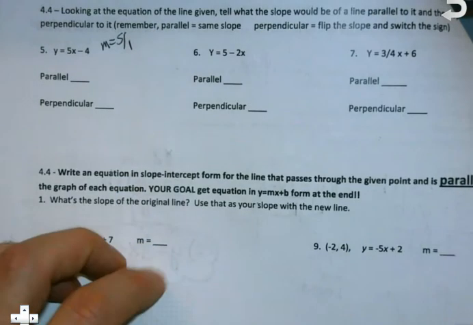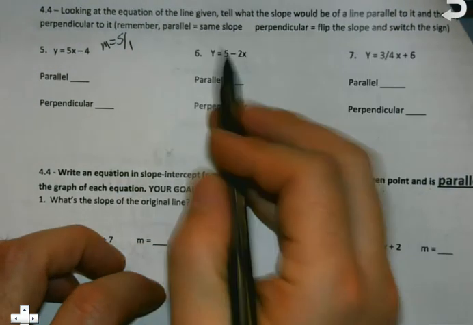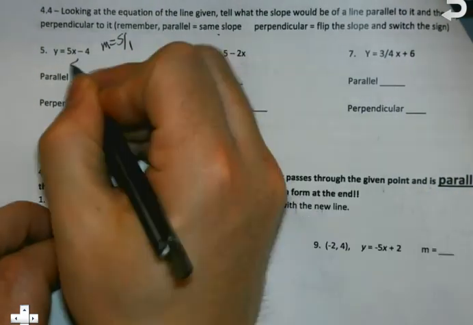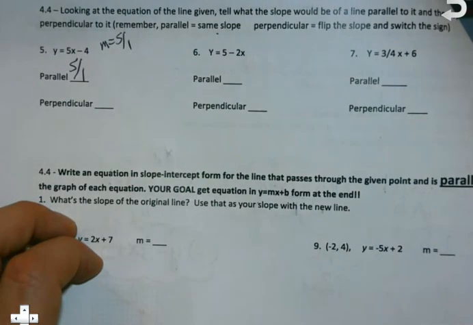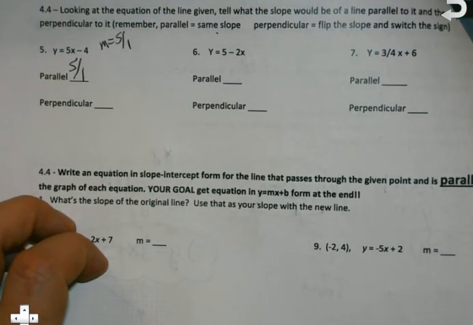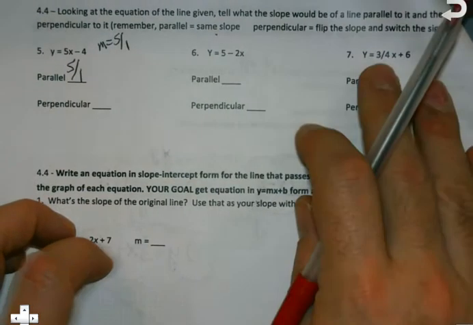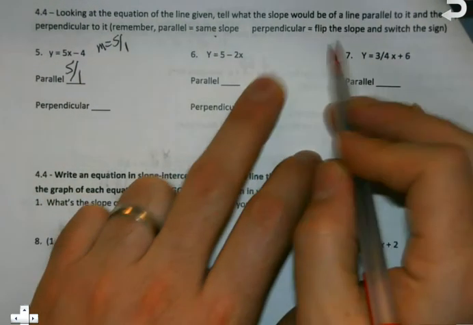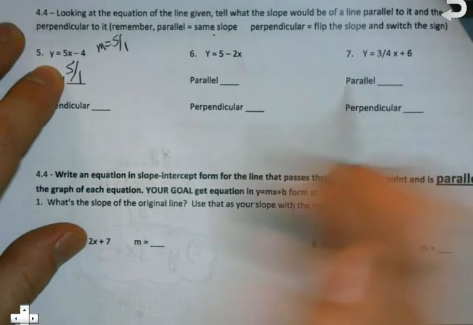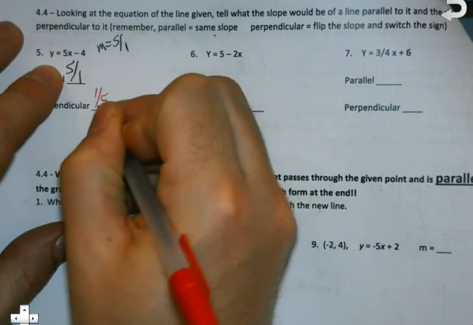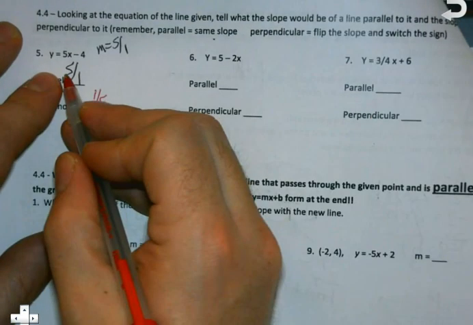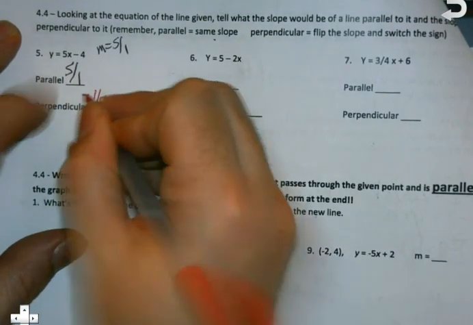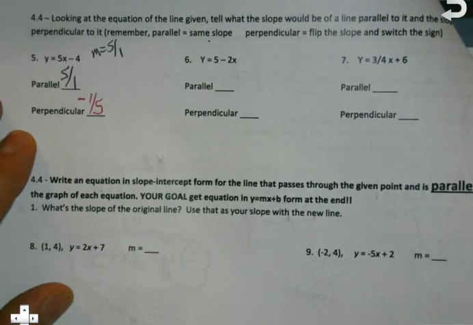So when I want the slope of the line that's parallel, it's the same slope. So I just copy whatever slope I had in my original problem, 5 over 1. That's right. So for perpendicular, you flip it, 1 over 5, and switch the sign. So since it was positive before, now it's negative. I got my perpendicular slope. I'm good to go.